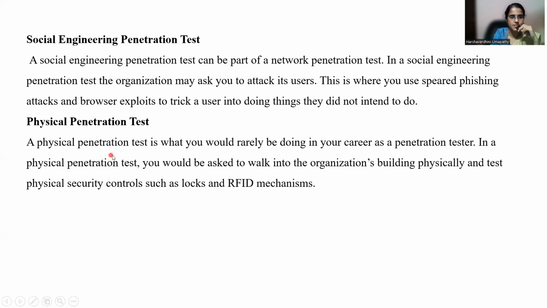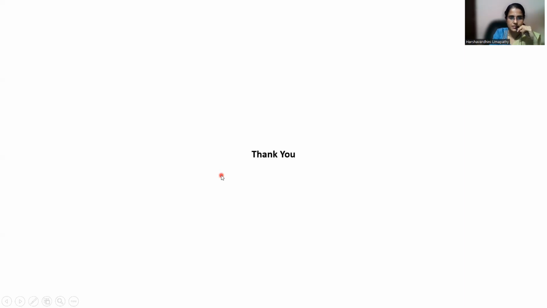And the last one is the physical penetration test. Physical penetration testing is rarely done by the penetration tester, and it mainly focuses on physical security controls, by looking at RFID mechanisms.